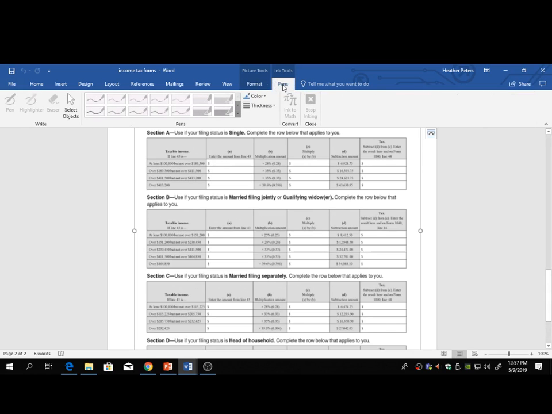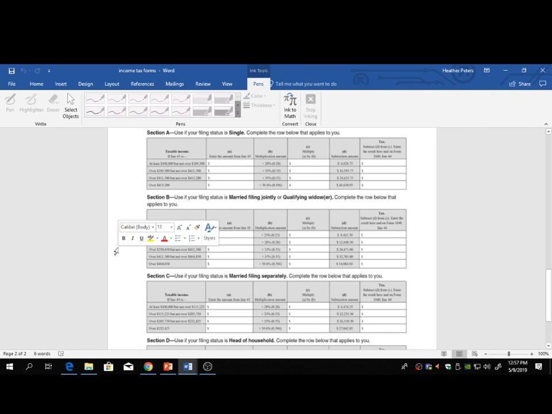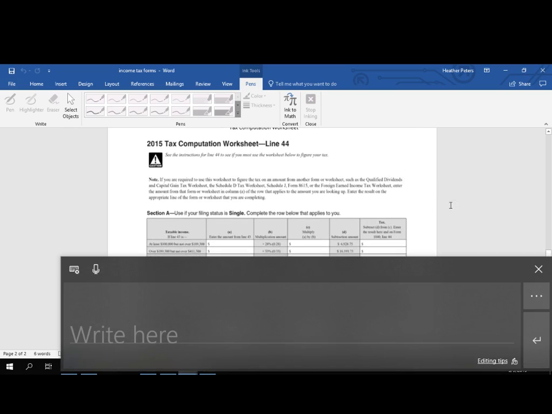It's not going to let me do it. Okay. Oh, maybe if I click off of that. I guess it'll let me right here. Okay, so we'll try this.